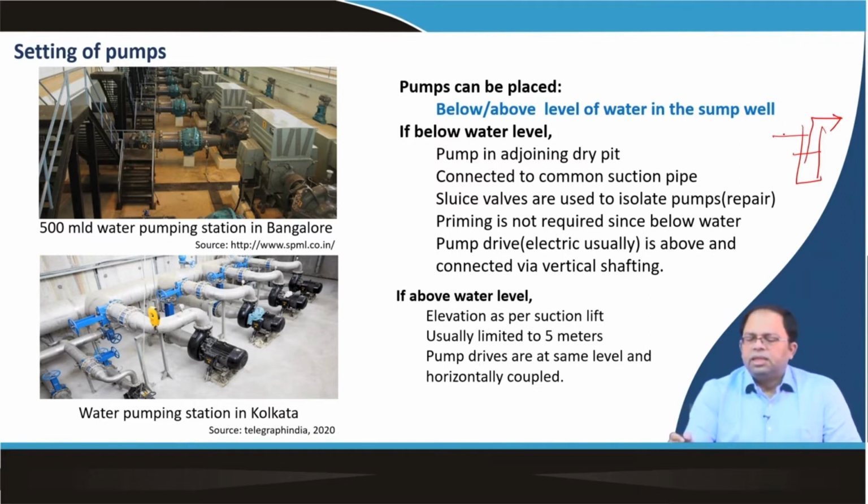Now as you can understand, the pump can be in the same chamber as the sump, but it's usually kept outside. So if it is below the water level, the pump is actually put into the adjoining dry pit. That means usually there are two chambers. One chamber is dry and one chamber is wet. The wet chamber is where the water comes in, and the dry chamber is where the pump is.